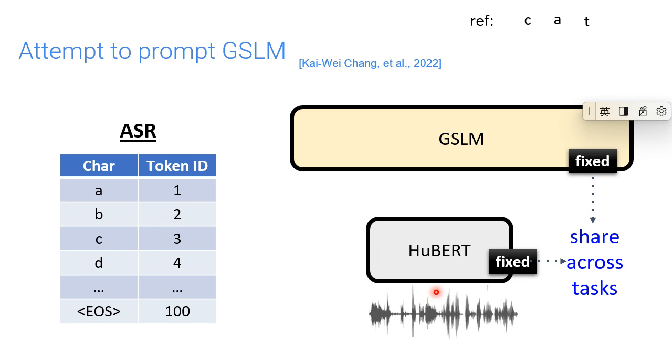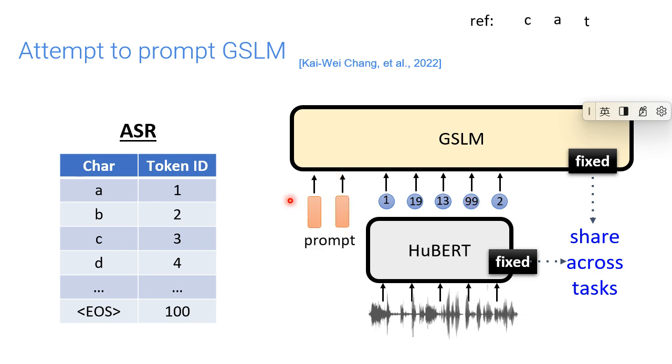And HuBERT takes this utterance as input and generates a token sequence. GSLM will take the token sequence as input. And we put some prompt. The prompt is a sequence of vectors in front of the token sequence. And the prompt is trainable. The training target of the prompt is to make GSLM generate the correct transcription. For example, the first character in the manual transcription is C. Then GSLM has to output token number 3 because token number 3 is mapped to character C.